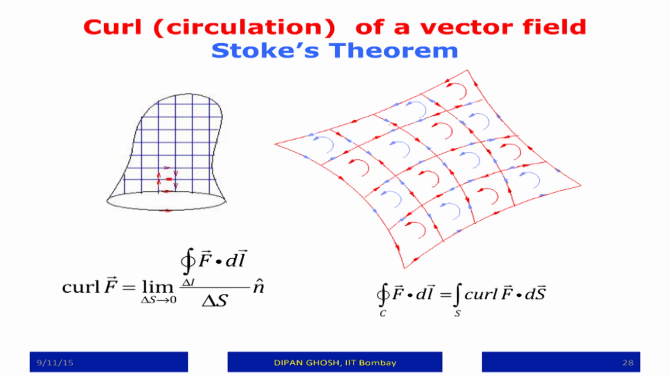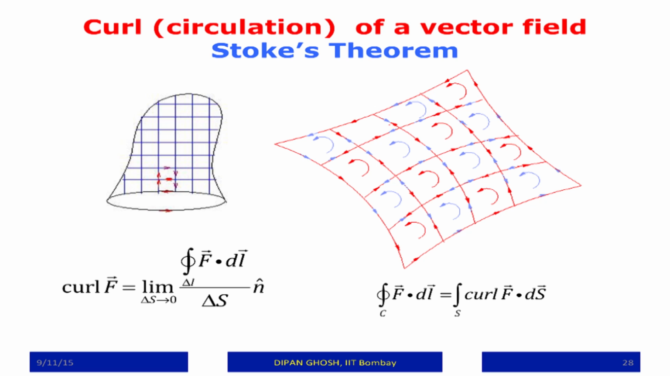Now you can see what is happening here, the same type of thing: if you have a surface, divide it into many. The curls are given like this. So if you look at an area in between, you find one of the circulations is going in the clockwise direction, the other one is going in the anticlockwise direction. So therefore, there is again no contribution from the inside. The only thing that I am left with will be the outside things. So the line integral of the vector is the surface integral of the curl of the vector.